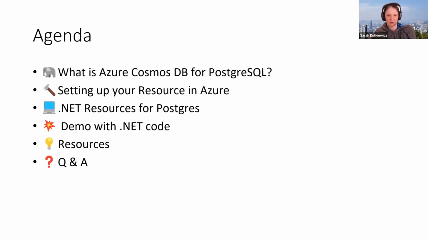So we're going to talk about what is Azure Cosmos DB for Postgres. We'll look at setting up your resources in Azure. We'll look at some .NET resources and then demo. Now my demo, we're going to look at a bunch of different tools. So we'll look at Visual Studio. We will look at something called PG Admin. In Visual Studio, we're going to be looking at a clean architecture app, and then we're going to also look at a console app. I'm going to show you a gotcha, a nice pain point that Postgres brings to us, how we can handle it one of a couple ways.